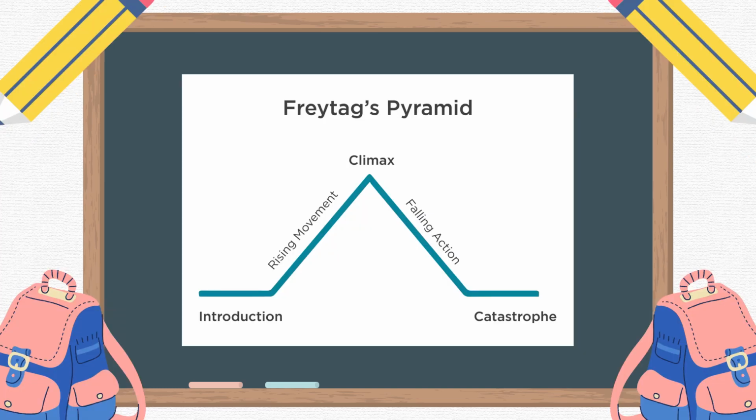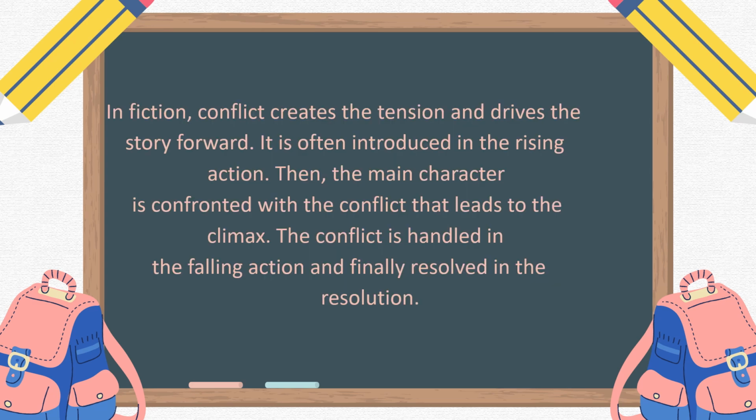And according to Freytag's pyramid, it usually starts with a rising action and then the climax and the falling action. In fiction, conflicts create tension and drive the story forward. It is often introduced in the rising action, then the main character is confronted with the conflict that leads to the climax. The conflict is handled in the falling action and finally resolved in the resolution.